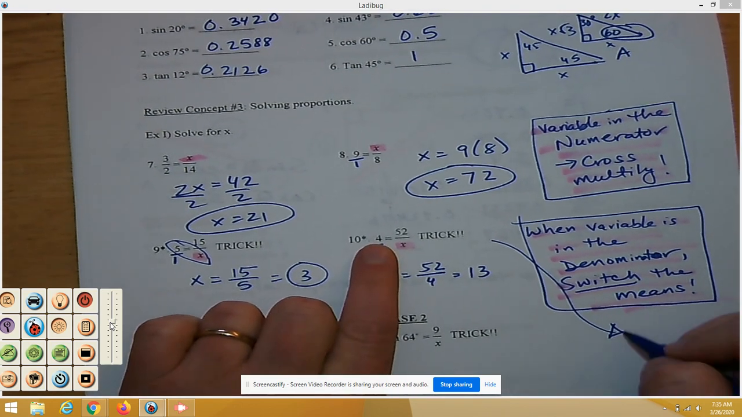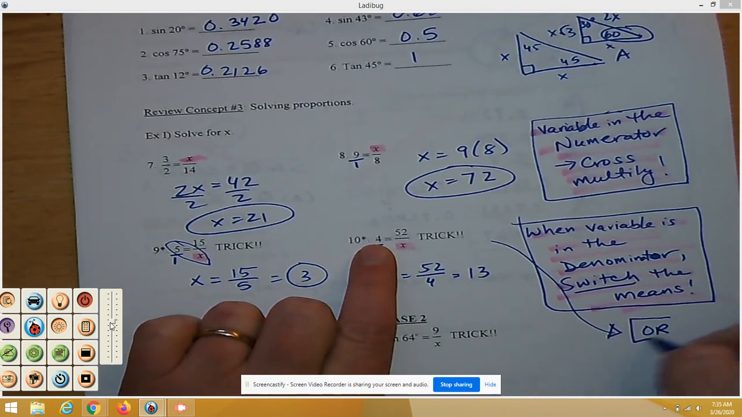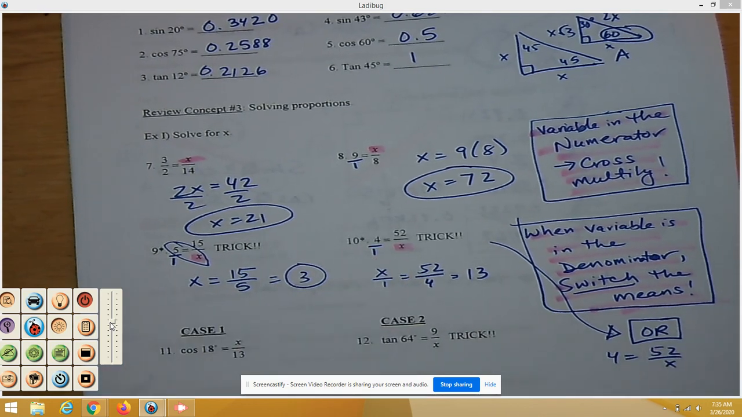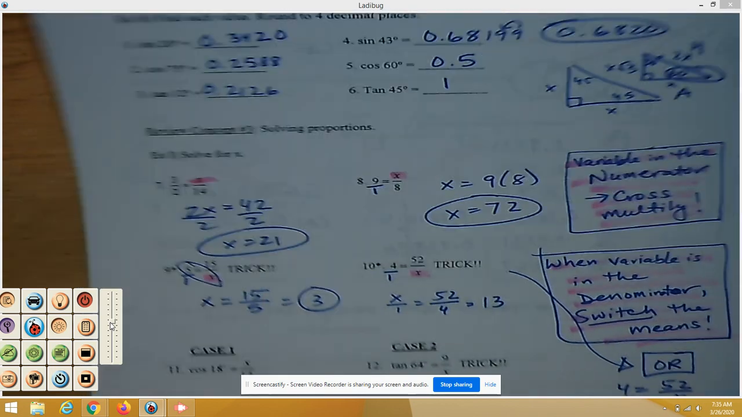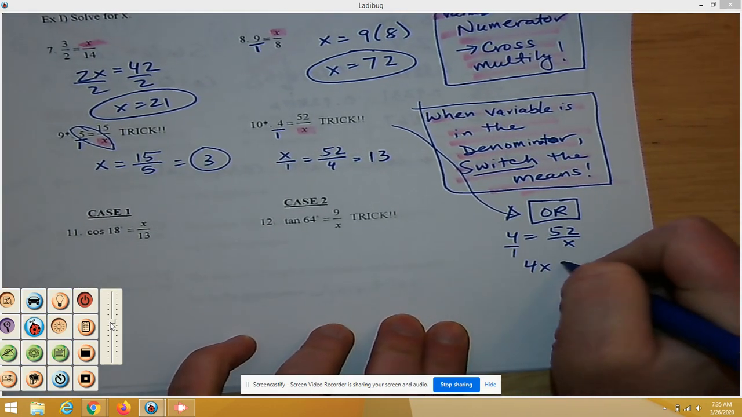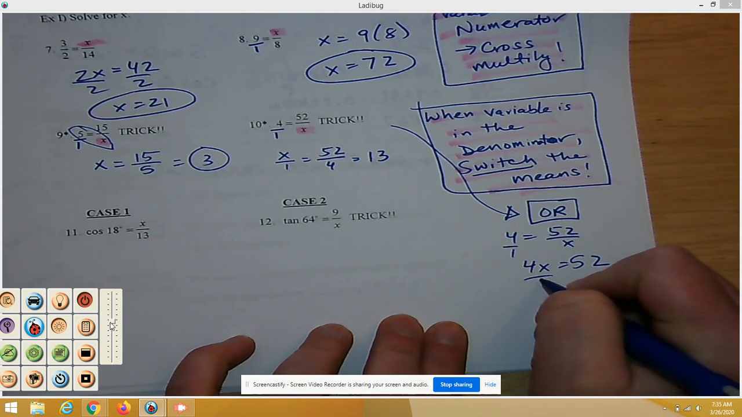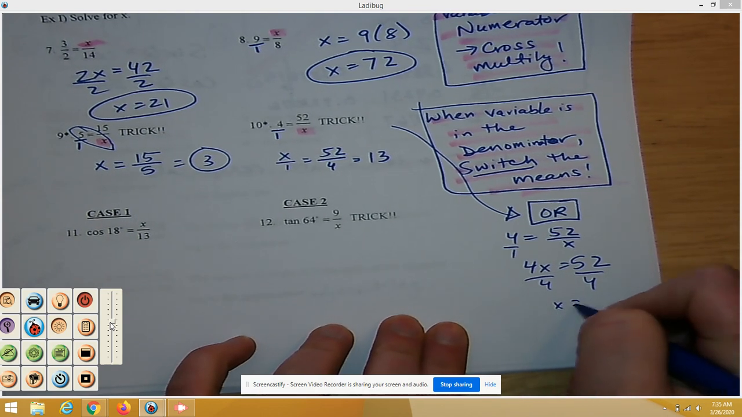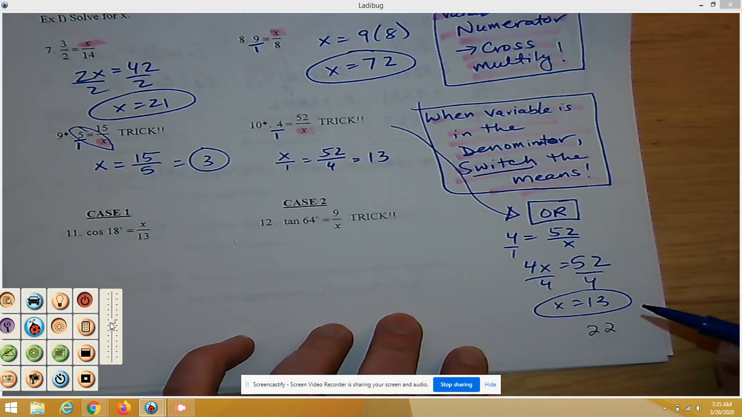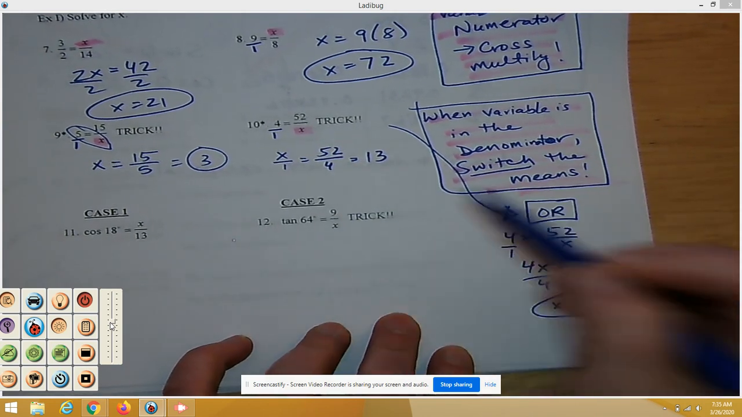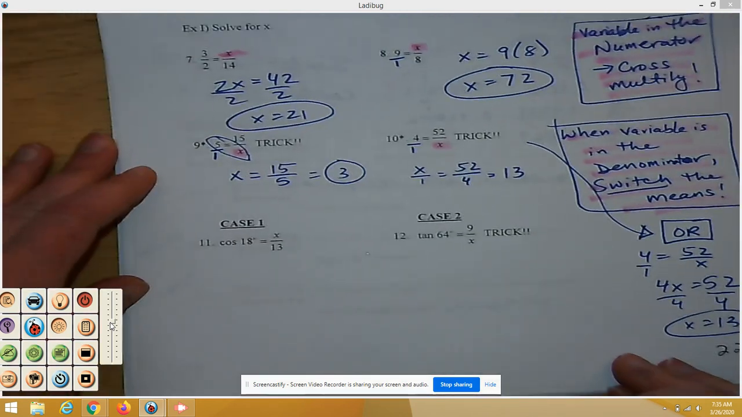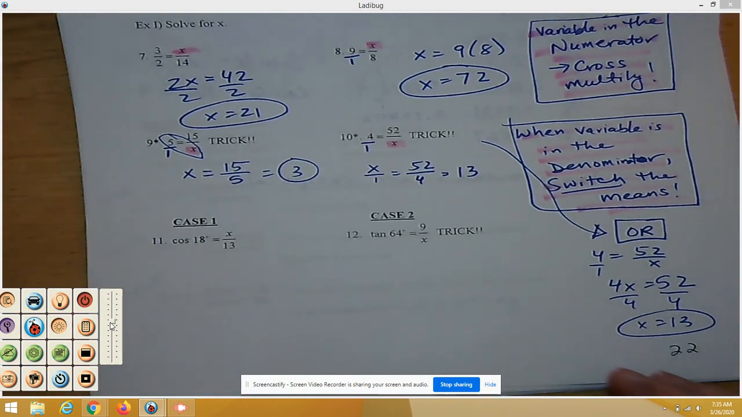But the other way to do number 10 would have been if you have 4 equals 52 over x. To me, this is a lot more complicated. I would have to put the 4 over 1. I'd have to cross multiply, and I get 4x equals 52, and then divide each side by 4, and then I get the 13. So it's a little longer. It's actually not that bad in this case, but once you pull in the trig functions, it is quite a bit harder. All right, let's go over to case 1 and case 2.